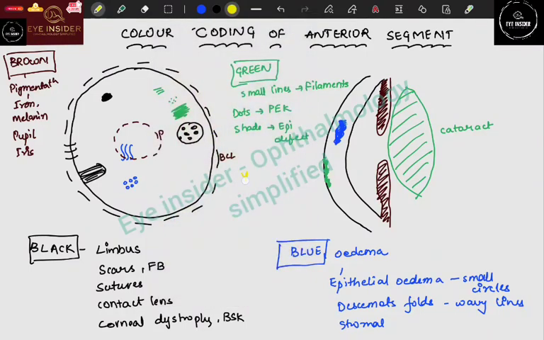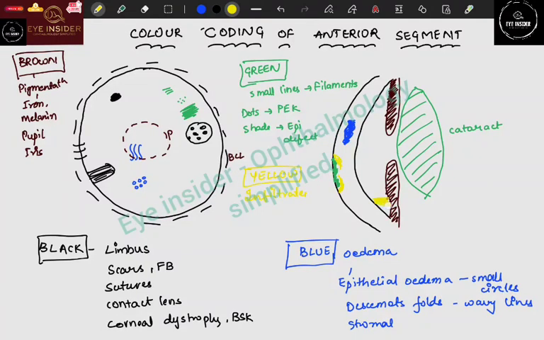Now coming to yellow color, it indicates the infiltrate. So if you have an ulcer, you can draw it in green and then shade it with yellow. It indicates the infiltrates, and if there is hypopyon also, we have to draw it in yellow color. Then we have orange color. So we indicate keratic precipitates in orange color on the back side of the cornea.